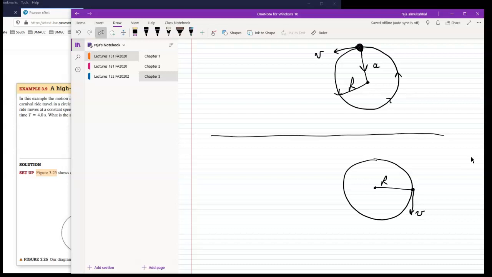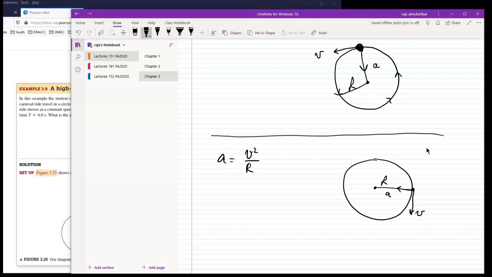So the acceleration is going to be this way. Remember I told you, it's center seeking, toward the center, always toward the center. And the radius is equal to 5. So the acceleration is equal to v squared over r. I know the r. He wants a. Well, how do I find v? See what I'm saying? So how do I find v?